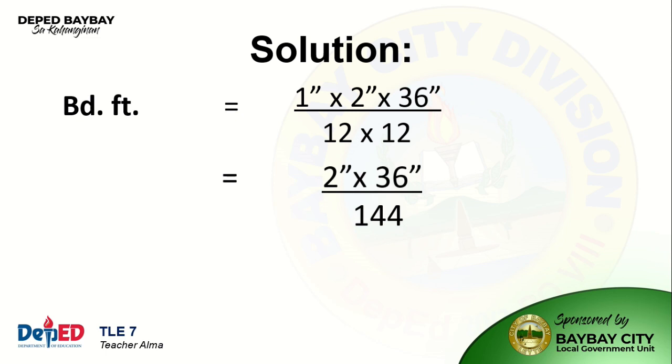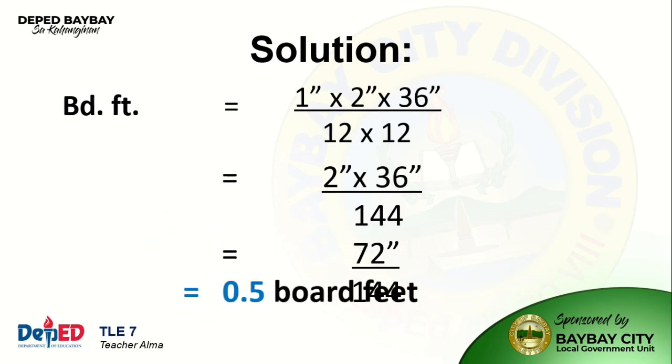So 1 times 2 equals 2 times 36 equals 576. Then 12 times 12 equals 144. Now let us divide 576 to 144 for a total of 0.5 board feet. So the correct answer is 0.5 board feet.